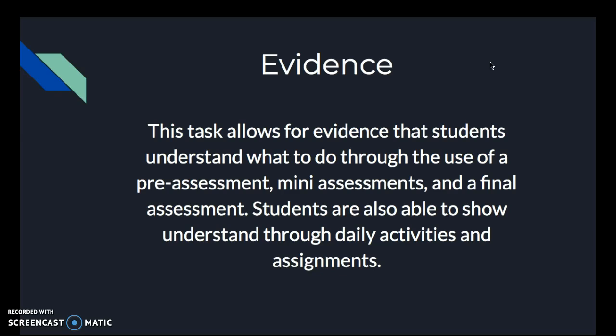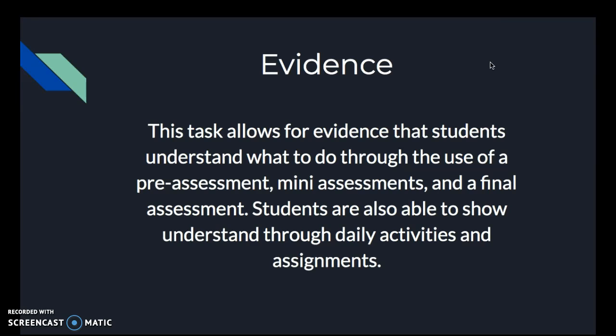So my evidence: this task allowed for evidence throughout because the students understood what to do through the use of a pre-assessment, mini assessments, and a final assessment at the end. And then students were also able to show their understanding through daily activities and assignments. These daily activities include little booklets we did for each number, and daily assignments such as identifying what number this is when I hold up a flashcard, and can you write this number on a whiteboard.